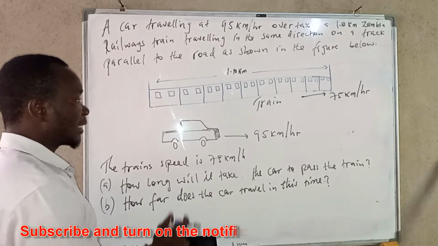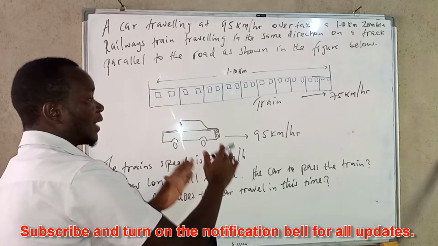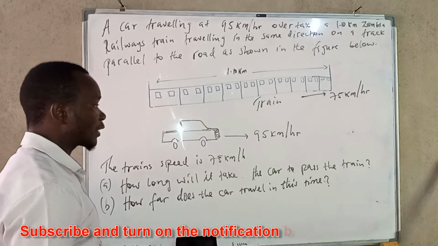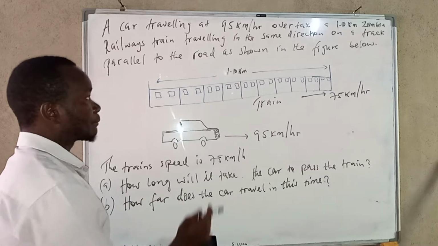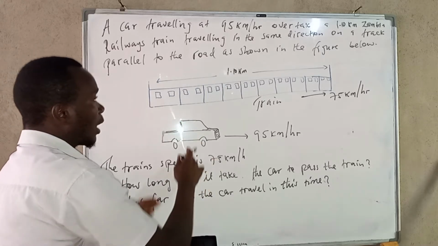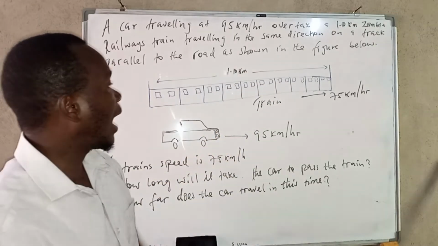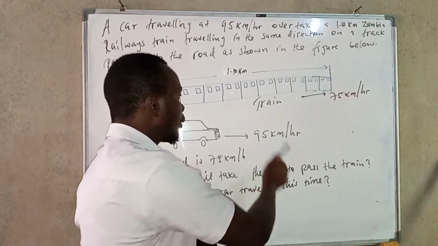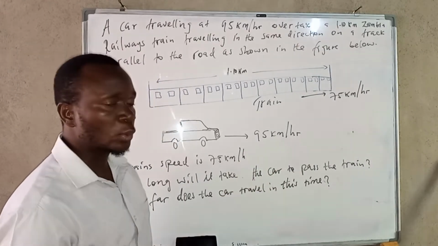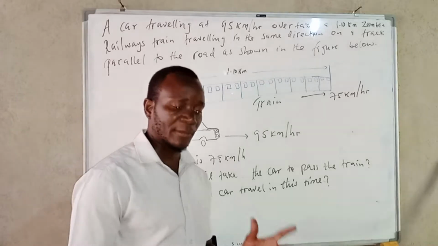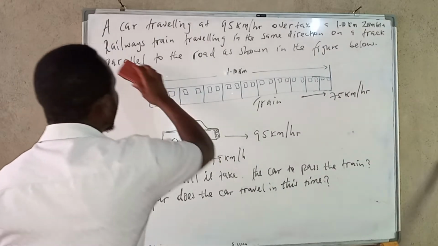Now, we see that these objects, the train and the car, are moving in the same direction. In order for us to find the time, we need to know the length of the train, of which we know this, and also the velocity. Now there are two velocities. Which velocity are we going to use? So we are going to employ the concept of relative velocity. So let me erase this part.